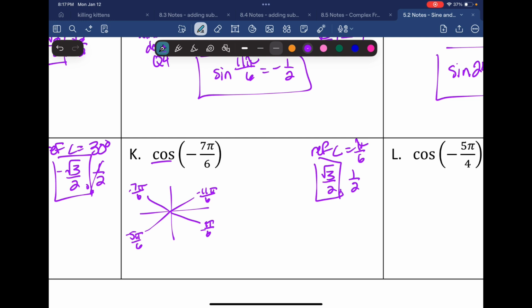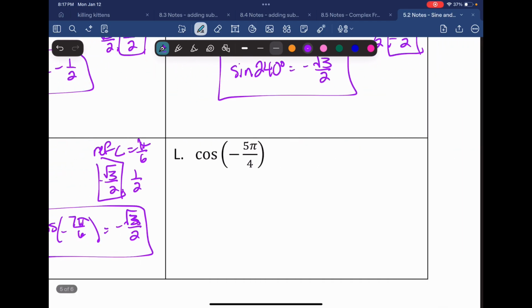The location of the quadrant is still the same, though. This is still quadrant 2, regardless of whether I went negative or positive. So in quadrant 2, cosine is negative. So the cosine of negative 7 pi over 6 is negative root 3 over 2.